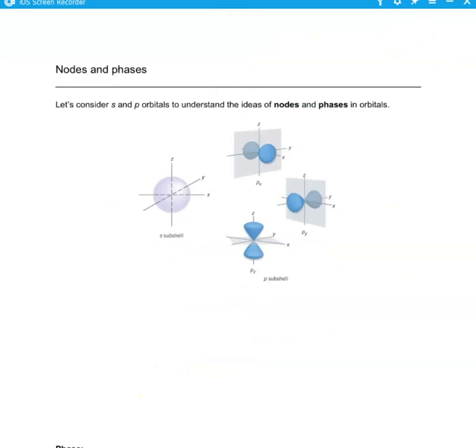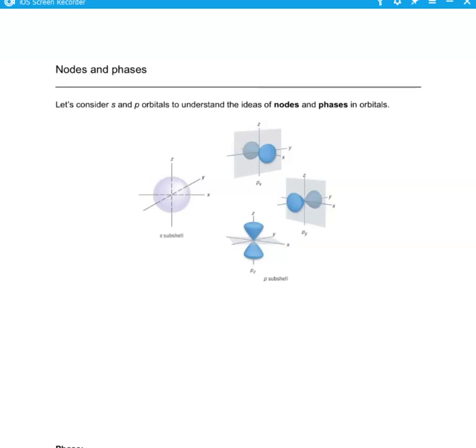Okay, now let's press a little bit on this idea of nodes, and we're going to talk about something else called phases. So let's look at these pictures of s and p orbitals to understand these ideas. Now the s orbital is a sphere. Okay, it just has one part. But many orbitals, as you know, starting with the p orbitals, but this extends to the d orbitals and the f orbitals as well, many orbitals are made up of different segments, like the p orbital.